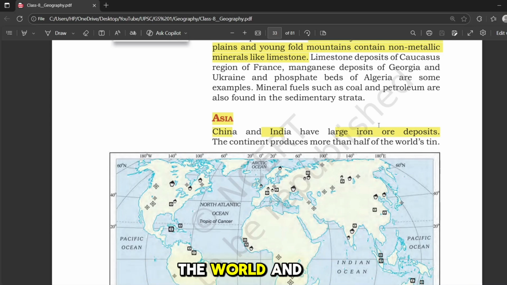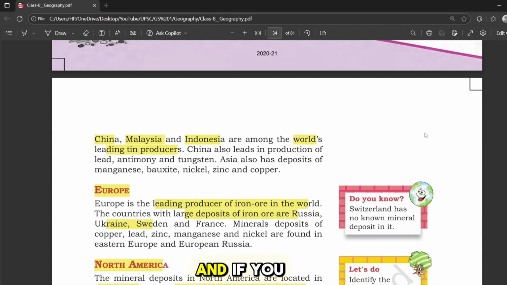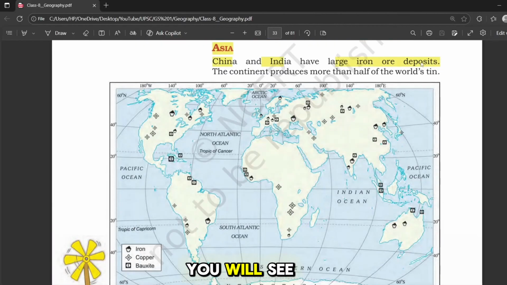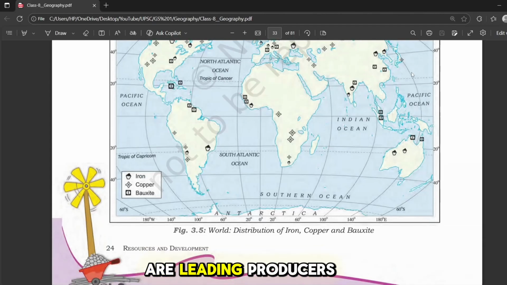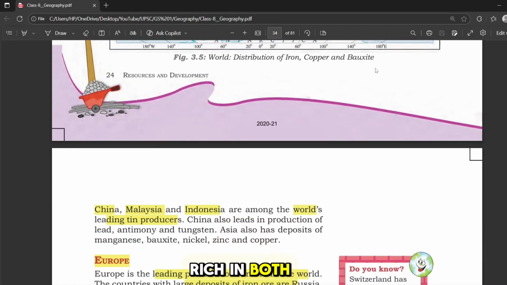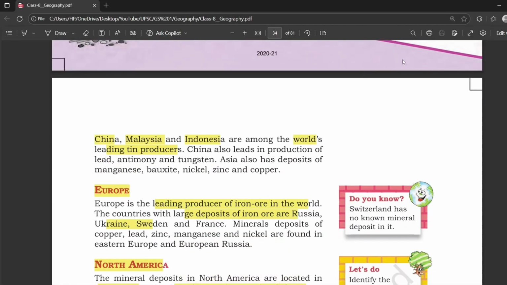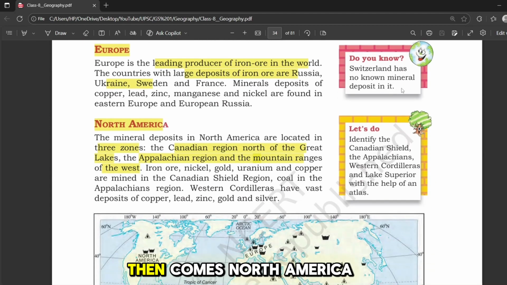Now let's travel around the world and see where these minerals are found continent by continent. Now first is Asia. In Asia, China and India have big deposits of iron ore. And if you check the map, you will see iron is widely spread here, and countries like China, Malaysia, and Indonesia are leading producers of tin. So Asia is rich in both iron and tin. Now in Europe, it's one of the leading producers of iron ore. That's one of the reasons Europe became industrially developed very early, because they had both coal and iron, the basic ingredients for industries. Then comes North America.